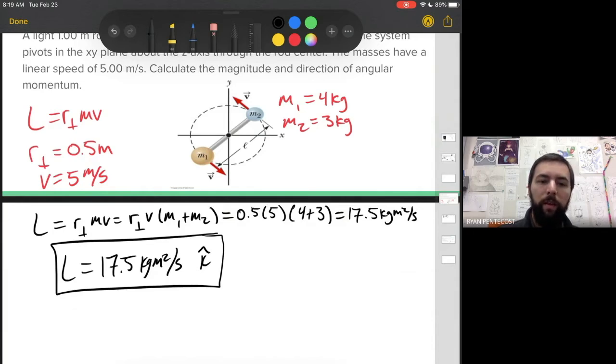So don't forget that the direction of angular momentum is in the K direction if it's in the pure I and J, or I guess you could say in the pure X and Y, it'll be in the Z. If they have some axis of rotation, as long as that is uniform rotation, there's no complexity to it, your L is probably going to be in that axis of rotation.